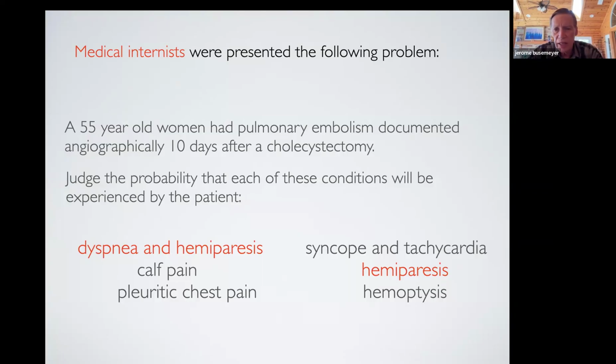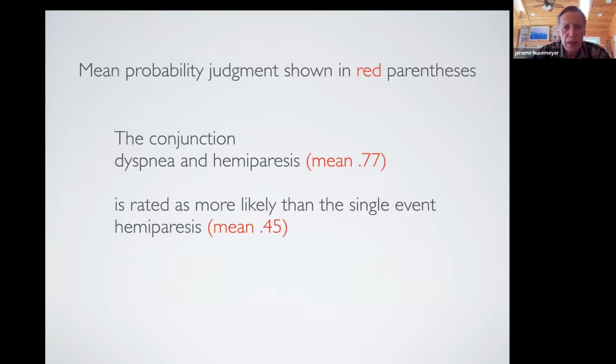So they were asked to judge the likelihood of all these events. But notice that they were asked to judge the likelihood of dyspnea and hemiparesis, as well as the likelihood of hemiparesis by itself. And what they found in their experiment was that the conjunction, dyspnea and hemiparesis, was given a higher probability, 0.77, than hemiparesis by itself.